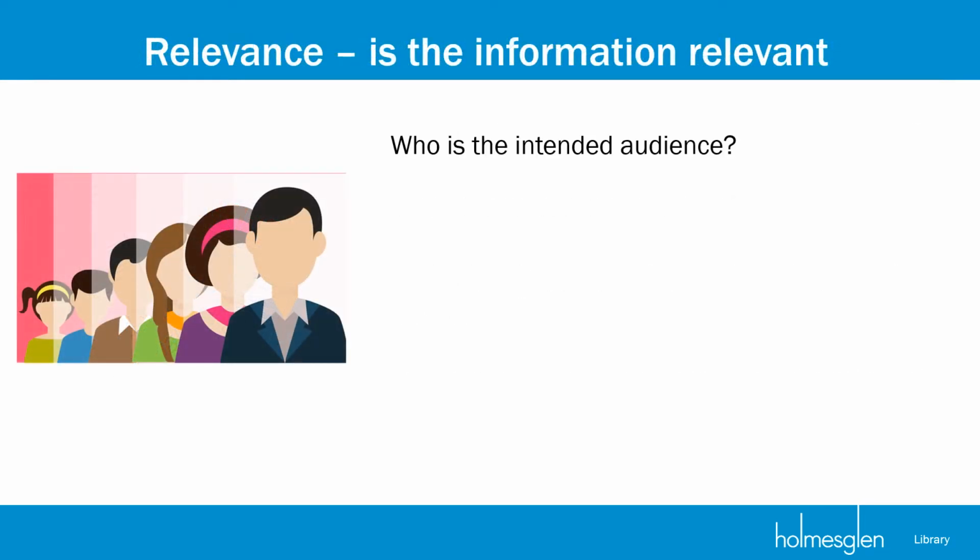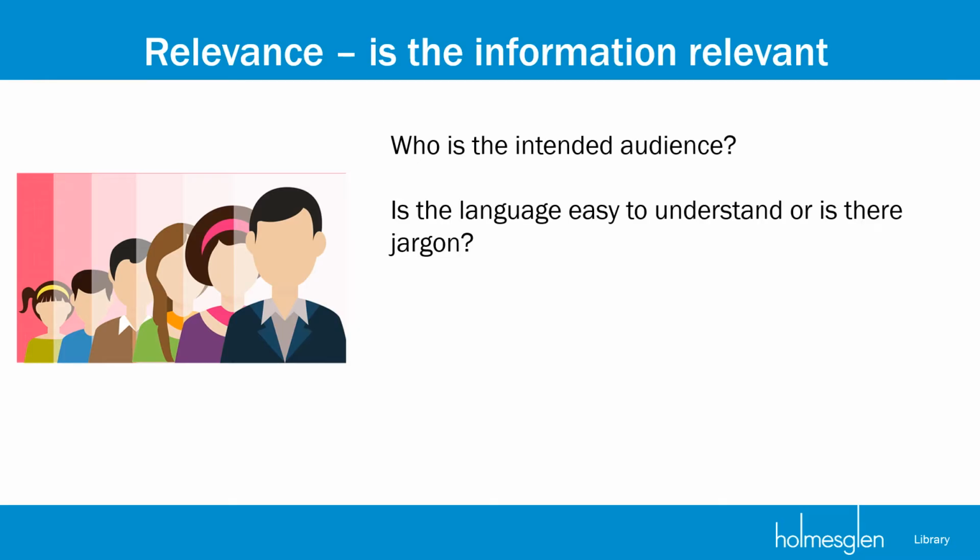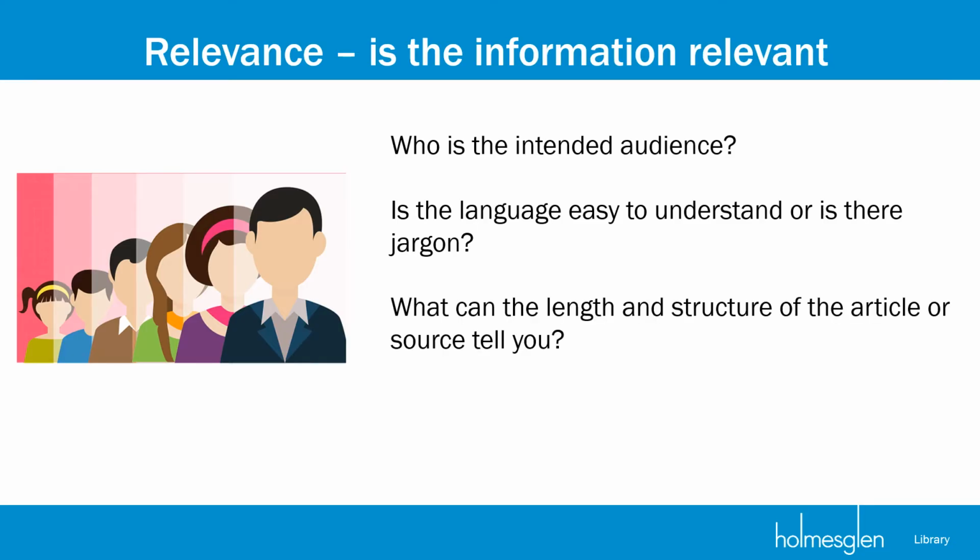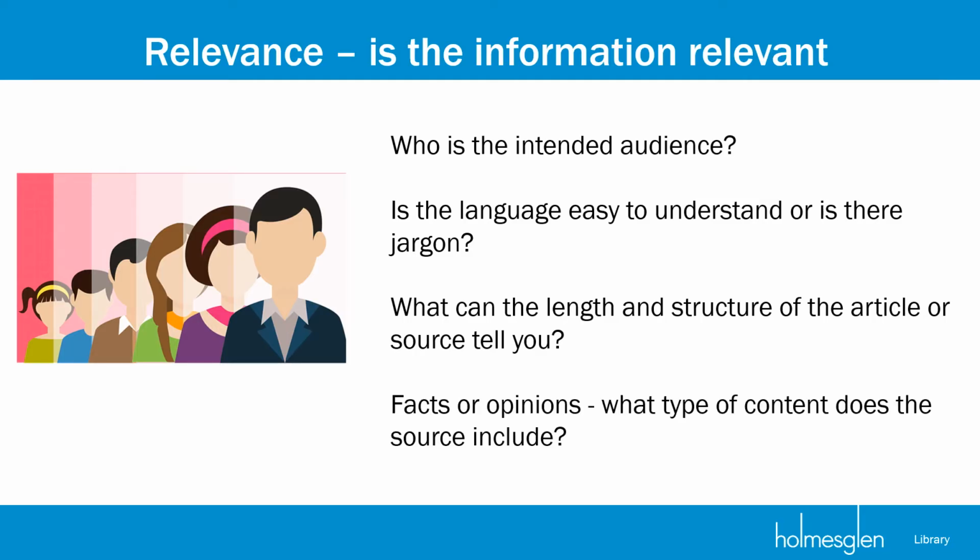Who is the intended audience? Articles written for a professional or academic audience may be very detailed and may use specialized language or jargon which may be difficult to understand if you're not familiar with the subject. Length and structure of the article or source can also provide clues. Scholarly or peer-reviewed articles are usually longer than magazine or news articles. They have an abstract at the beginning and references at the end.